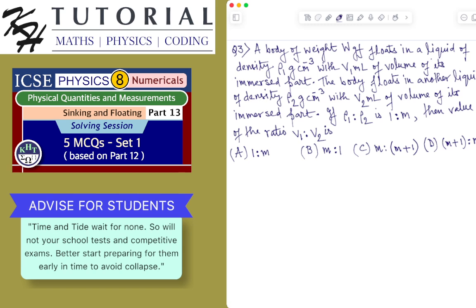So we have two experiments done with two liquids. Let's say this is the liquid having density rho 1 and the body is immersed, and the volume of the body immersed inside the liquid is given to be V1 mL.